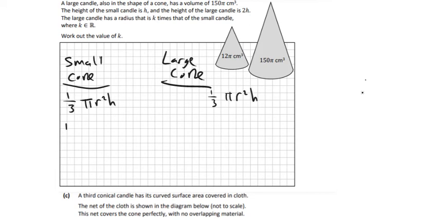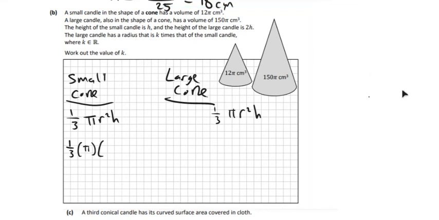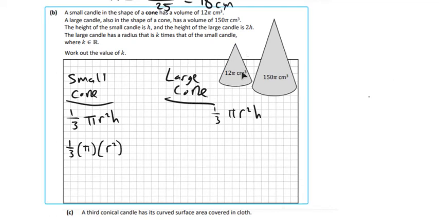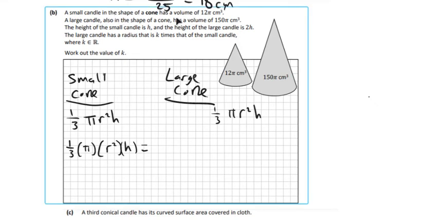So let's just put in what we know so far. So 1 over 3 pi is just going to be pi. Then r, so the radius of the small circle then, so it says that the large one has a radius that is k times that of the smaller one. So we'll just leave it as r squared for the minute. We don't really have any information about the radius of the small one. And then the height of it is going to be just h. So the height of the small candle is just h. So all we can do is put in r squared and h for that, and that is all going to be equal to 12 pi.